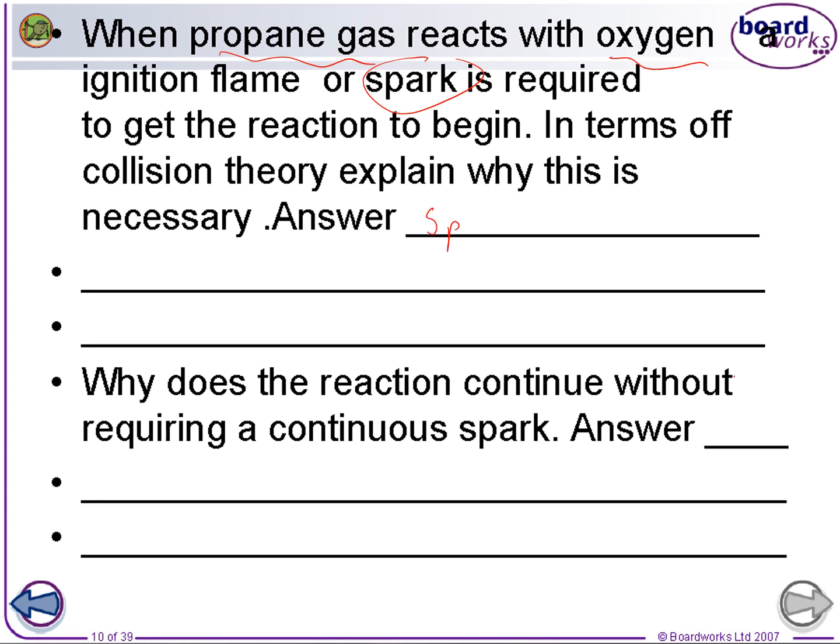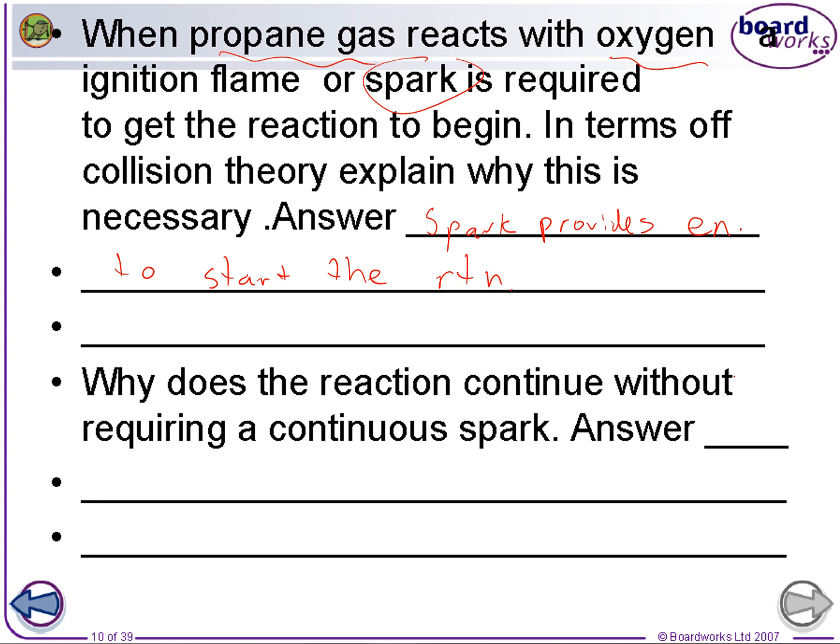So the spark provides energy to start the reaction. There's an abbreviation for energy and reaction.